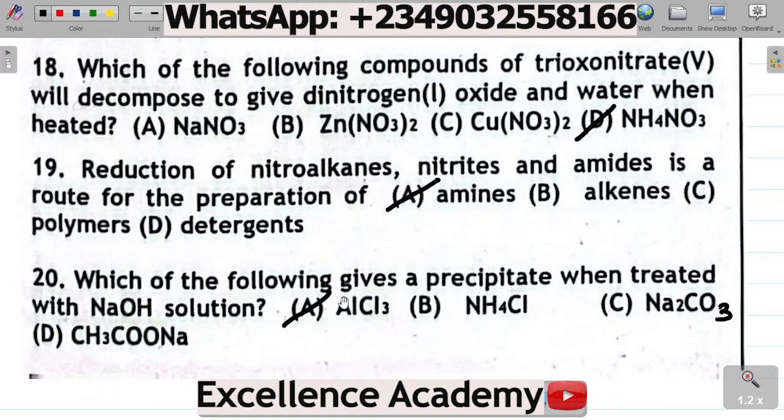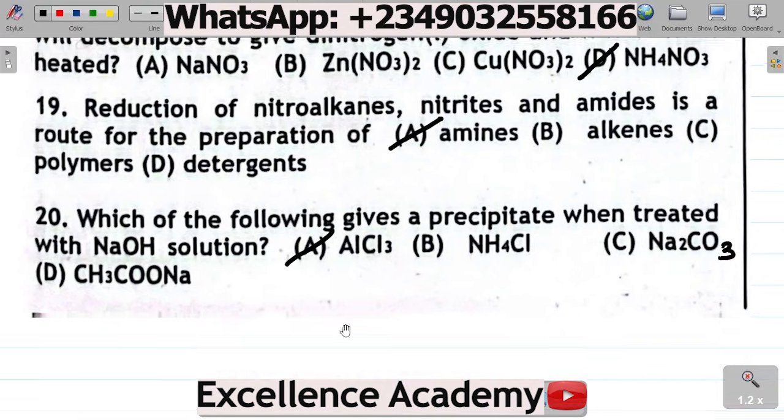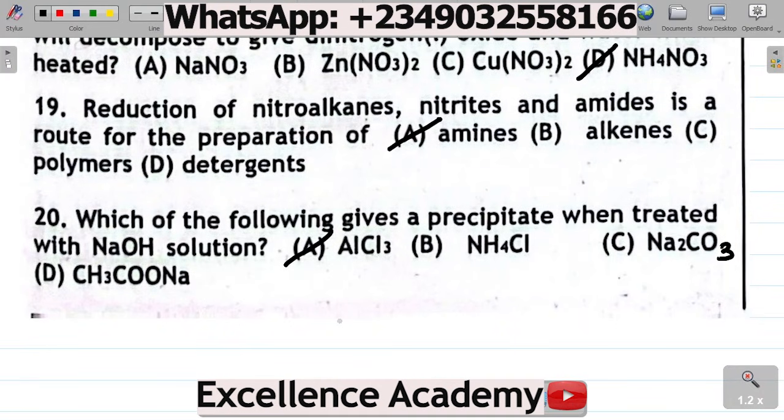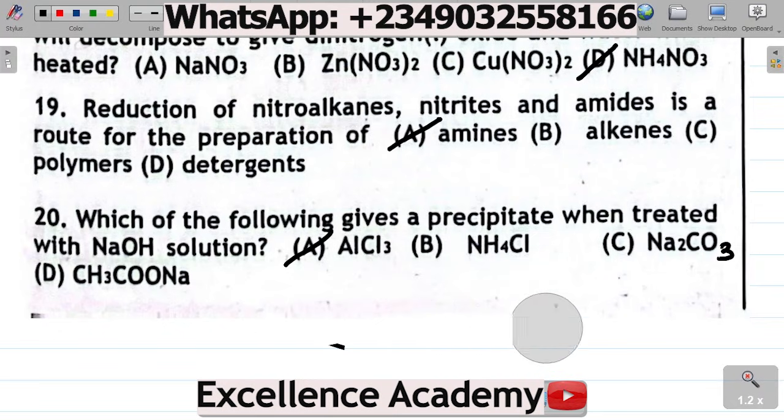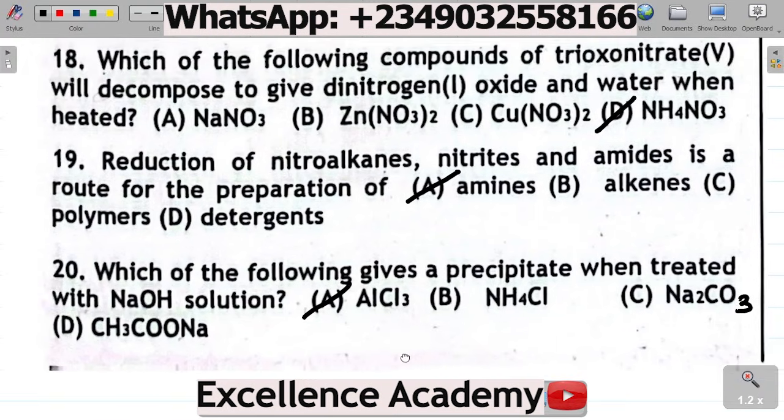Aluminium trichloride. You want to note that this particular compound, aluminium trichloride, forms a precipitate. The precipitate there is aluminium hydroxide, that's Al(OH)3. It forms this particular precipitate when treated with sodium hydroxide solution. So A, aluminium trichloride, is the correct answer.